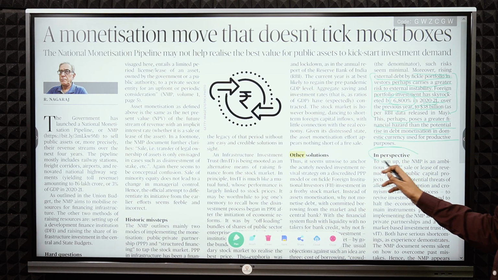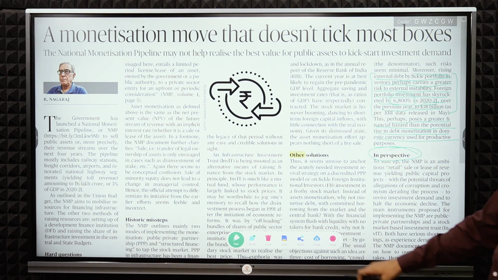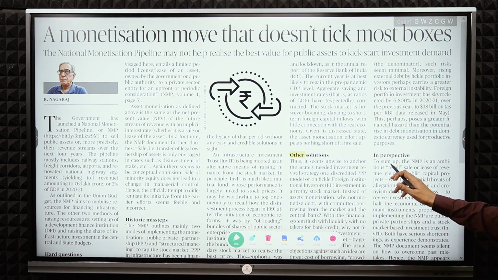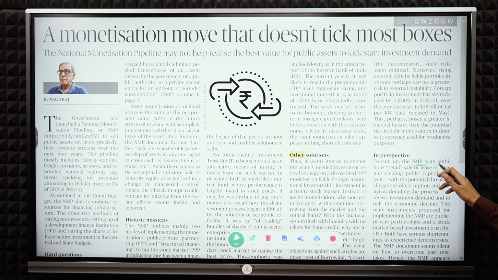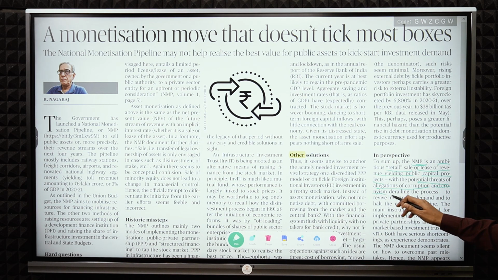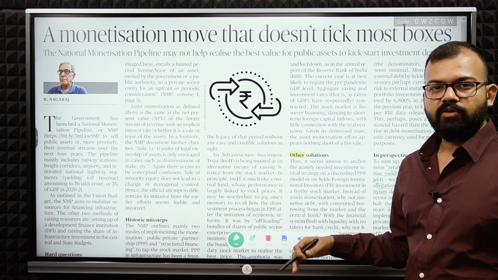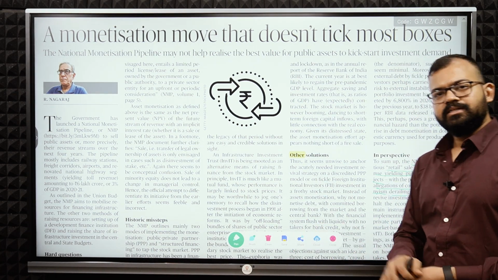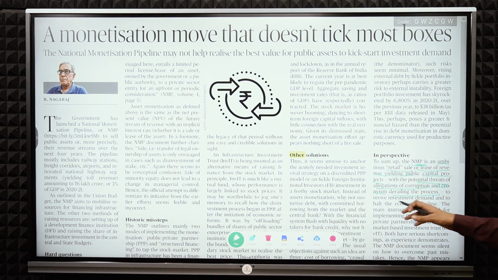Now in perspective, like how to conclude it, this is also vital. So remember, to sum up, NMP is an ambitious retail sale or lease of revenue yielding public capital projects with the potential threat of allegation of corruption and cronyism derailing the process. So the author is worried about what will happen in the implementation. The scheme is good, but it's all about implementation.